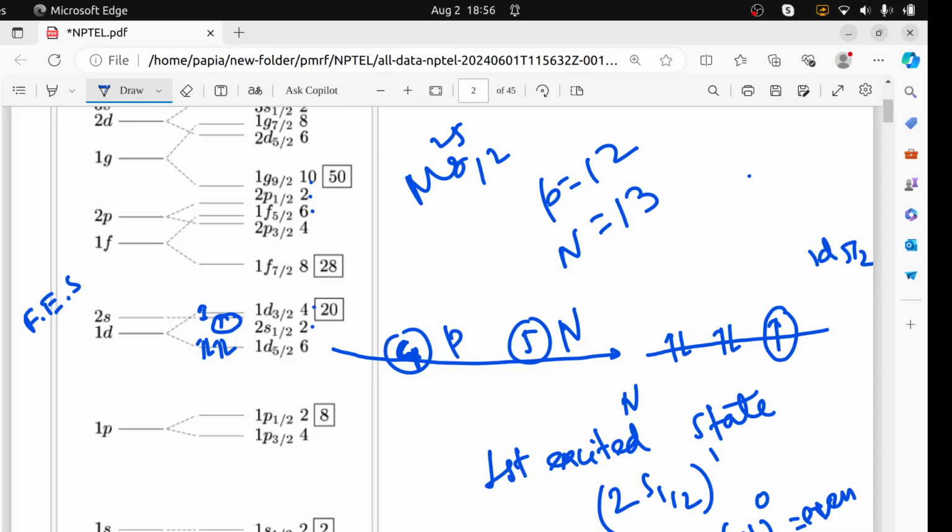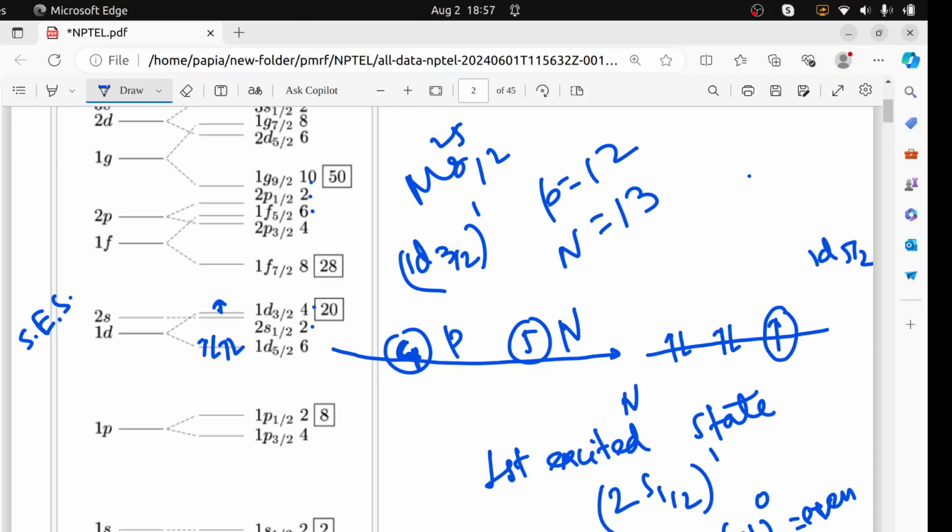Okay, so that means in the second excited state, let me write here the second excited state configuration. The second excited state configuration will be like 1, 2, 3, 4. This one here previously it was there, but right now it will be here. So what will be the final configuration for this second excited state? That will be 1d 3 by 2 1.